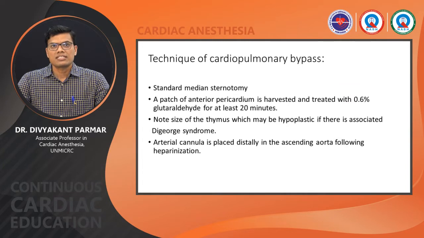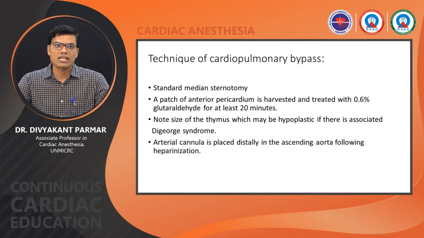Now, surgical steps of truncus repair and CPB considerations. First, a standard median sternotomy is done, then a patch of anterior pericardium is harvested and treated with 0.6% glutaraldehyde for at least 20 minutes. Then note the size of the thymus, which may be hypoplastic or absent if associated with DiGeorge syndrome. The arterial cannula is placed distally in the ascending aorta following heparinization.